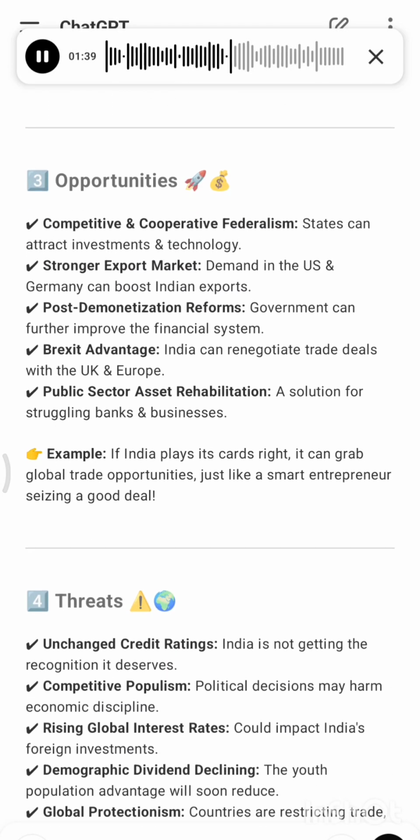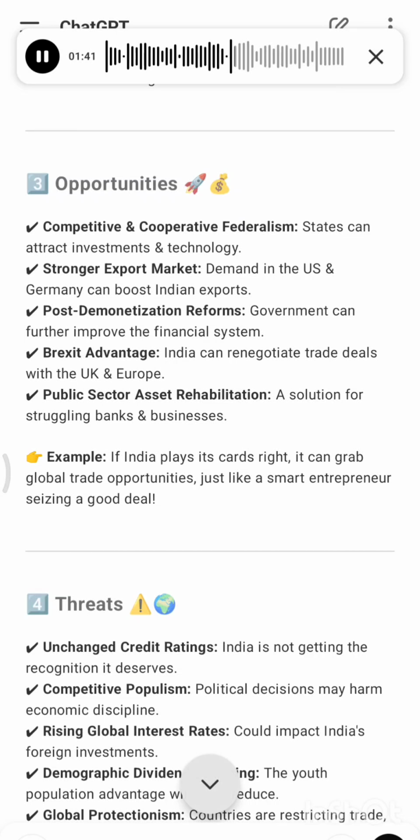Opportunities. Competitive and cooperative federalism: states can attract investments in technology. Stronger export market: demand in the US and Germany can boost Indian exports. Post-demonetization reforms: the government can further improve the financial system. Brexit advantage: India can renegotiate trade deals with the UK and Europe. Public sector asset rehabilitation, a solution for struggling banks and businesses.